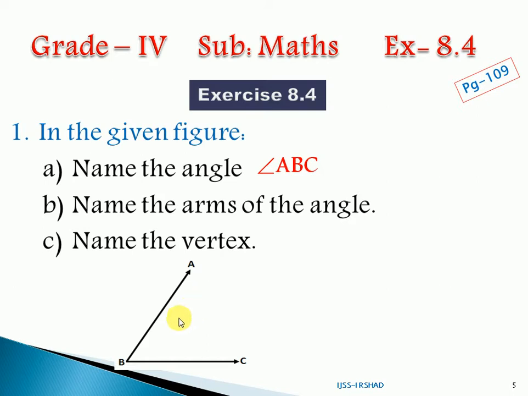So what are the names of the arms? Here you can see it's a ray, and in the previous class I told you we write the ray name starting from the endpoint. We should start from the endpoint to the endless point. So here the names of the arms will be BA and BC. Name the vertex. So what is the vertex here? Vertex is the meeting point of two arms, and in this figure B is the vertex. So here you can write B. Now we'll move to question number 2.